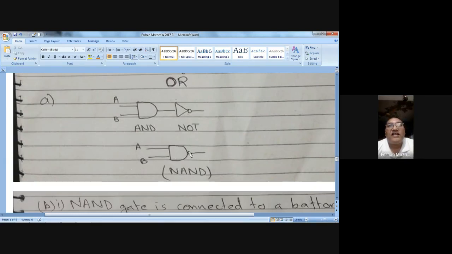Here you draw an AND gate, and then a small circle here, which shows that whatever the output of the AND gate is, it is reversed. So this is the NAND gate's circuit symbol. This is also being used, but the most famous is this one, in which we have shown a NAND gate. Remember this diagram.